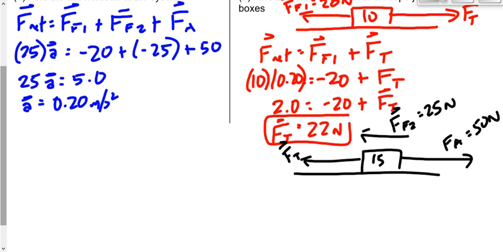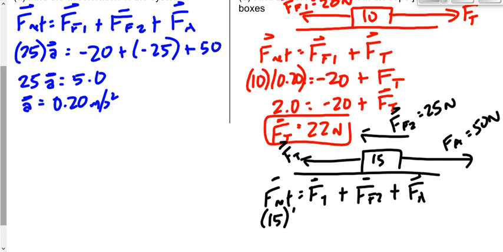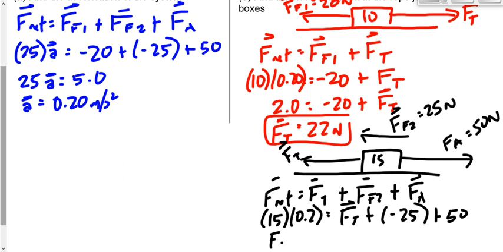We're going to say F net is equal to the sum of the forces. F net is equal to Ft plus FF2 plus Fa. The total mass here is 15 times 0.2 equals the tension, that's what I'm looking for, plus negative 25 plus positive 50. We get 25 on the right-hand side. 25 goes over by subtracting. 15 times 0.2 is 3. 3 minus 25 gives me, go figure, just as Braden said, Ft will be negative 22 newtons.